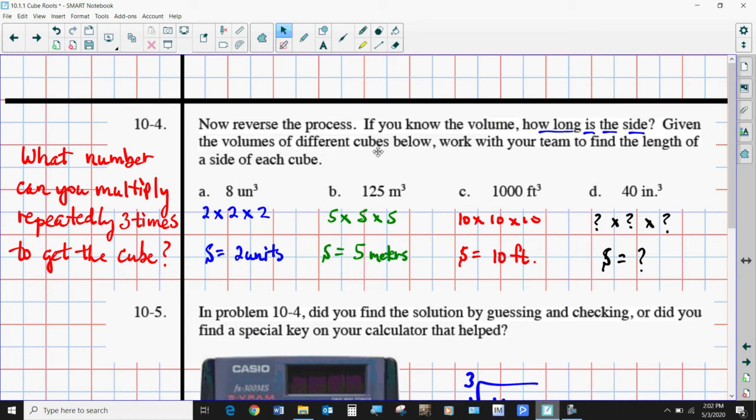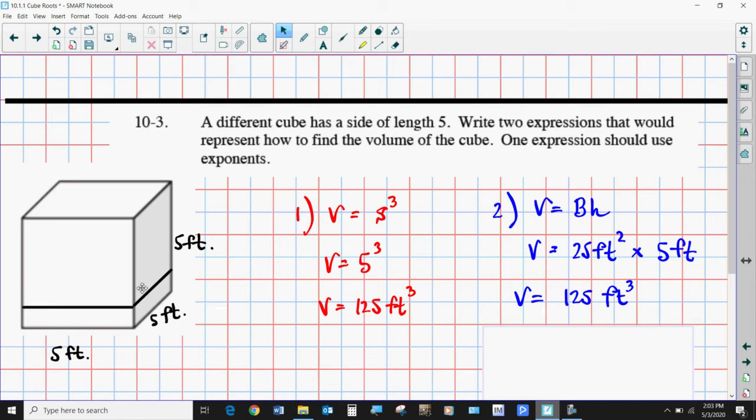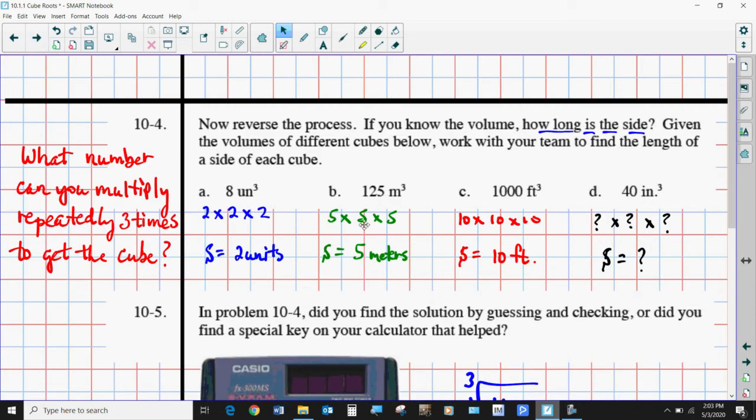Given the volumes of different cubes below, work with your team to find the side length of each cube. So if your cube has a total of 8 cubic units, that means you repeatedly multiplied 2 times 2 times 2 to give you 8. So the sides of that cube must be 2 units. Here it's 125. That basically matches what we had over here, correct? So you'd have a total of 5 times 5 times 5. That's the only way you can get 125, multiplying the same number repeatedly 3 times, which means that each side length of this cube must be 5 meters.